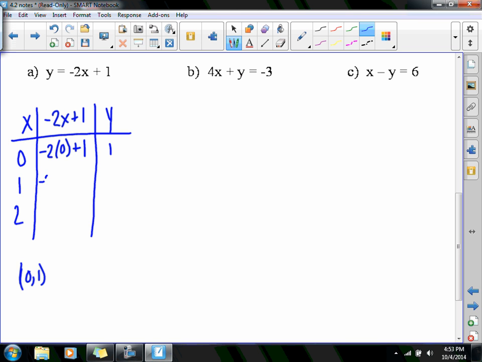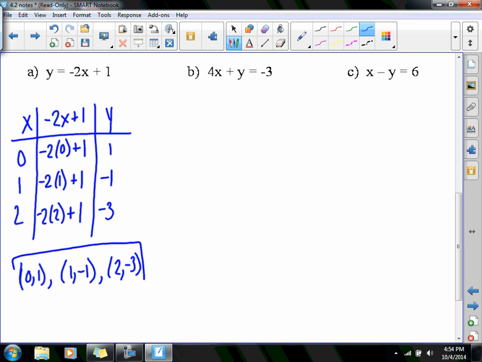Okay, then I'm going to substitute in the 1. Negative 2 times 1 is negative 2, plus 1 is negative 1. So then 1, negative 1 is going to be one of my solutions. And then I'm going to substitute in the 2. So negative 2 times 2 is negative 4, plus 1 is negative 3. So another solution to that equation is 2, negative 3. So those are my 3 solutions for that equation.